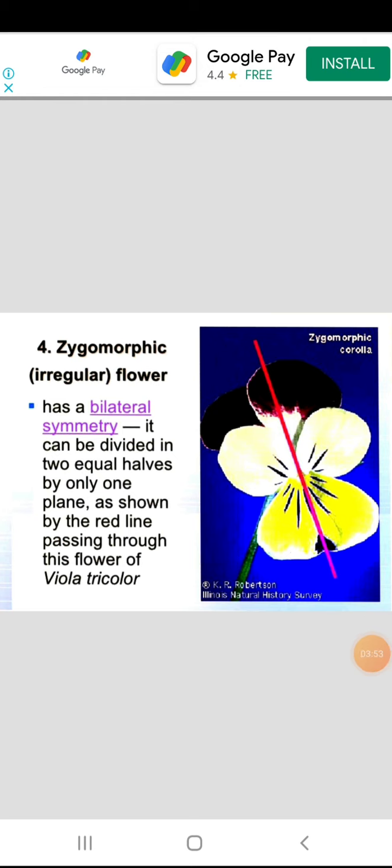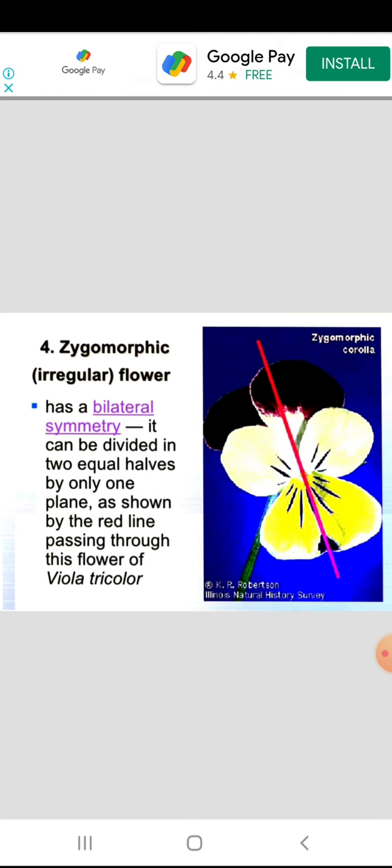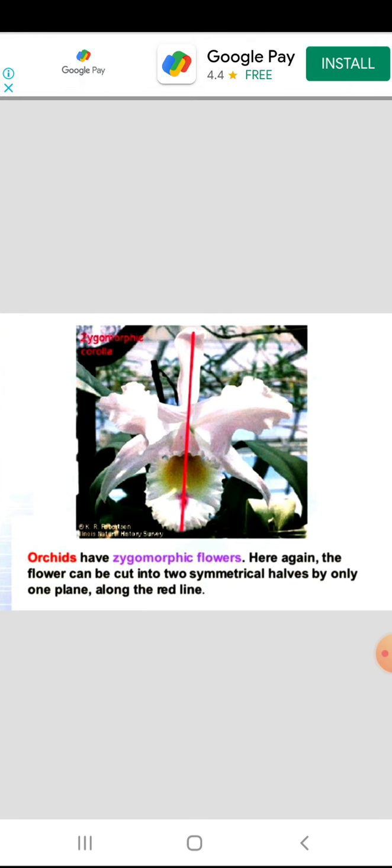Next one is zygomorphic. Zygomorphic, generally we know it as an irregular form of flower, which has a bilateral symmetry. It can be divided into two equal halves by only one plane. Here you can see the picture of a zygomorphic flower, as shown by the red line passing through this flower of Viola tricolor. And orchids have zygomorphic flowers. This is another example of zygomorphic flowers. Here again the flower can be cut into two symmetrical halves by only one plane along the red line.